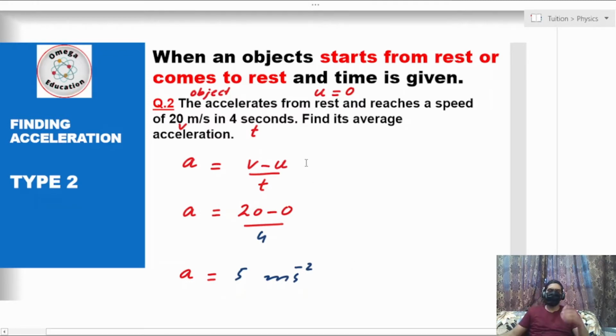So it can be something like this: an object accelerates from rest, that means initial velocity is 0. Or sometimes the statement would be an object comes to the rest from a speed of 30 meter per second. So comes to the rest would mean your final velocity is 0. Or object comes to a stop, comes to a halt. That would mean the final velocity is 0. Starts from rest means the initial velocity is 0. So that was the second type.